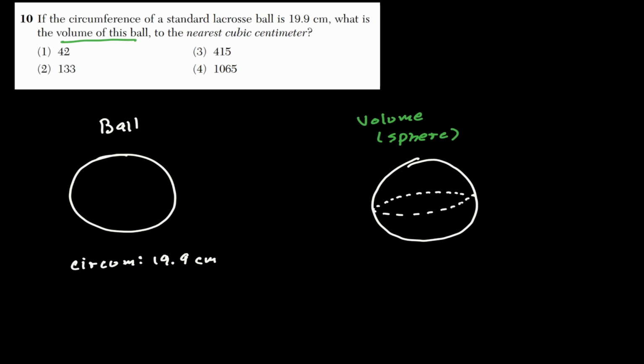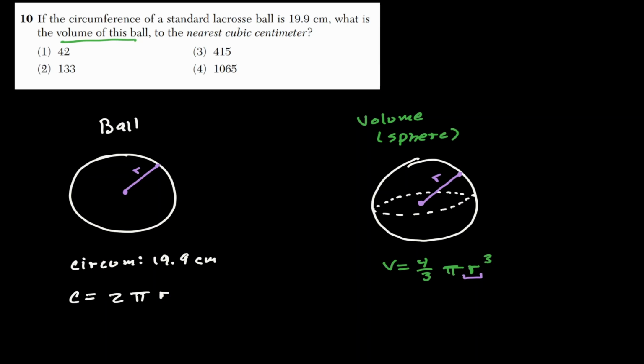And the formula for the volume of a sphere is 4/3 pi r to the third. So if we wish to find the volume of the sphere, we need to know the radius of this sphere, which is the same as the radius of this ball. Well, knowing that the circumference is 19.9, we know that the circumference is equal to 2 pi r. It is here where we're going to find the radius that is needed.